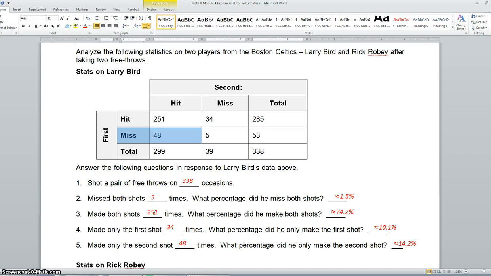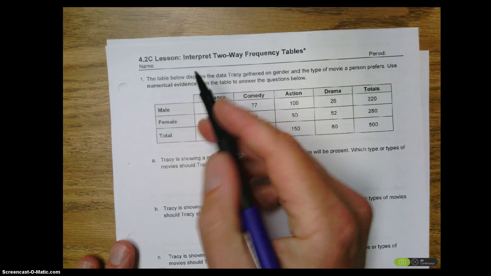Okay, so now go ahead and turn to page 61, 4.2c, and we will then continue to go through your classwork for that, okay? All right, you're on the right page now, 61.